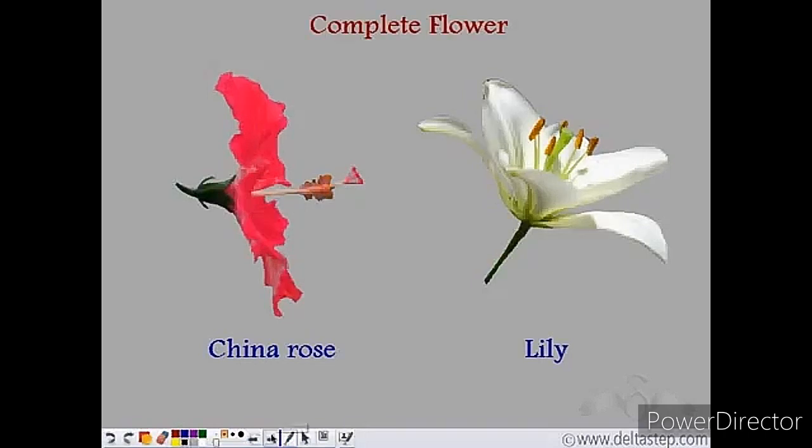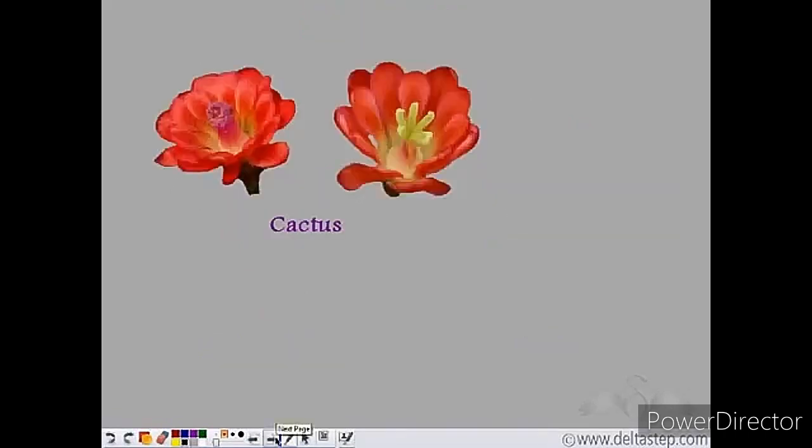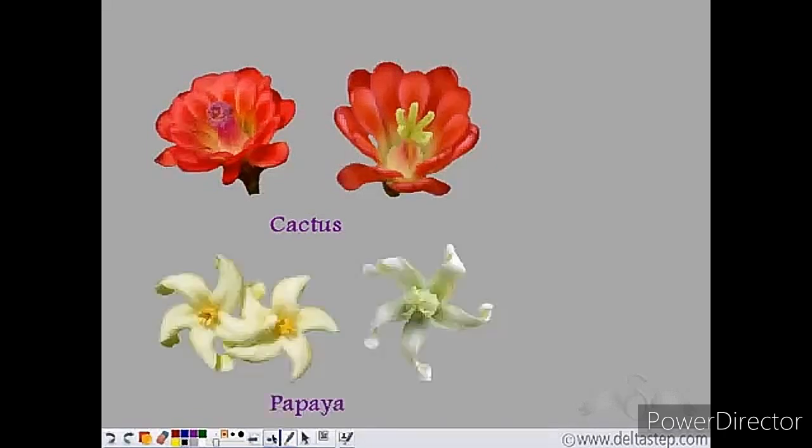So both the flowers are complete flowers because they consist of all the four whorls. Now, if you look closely at this flower, you will see the gynoecium is missing in this flower. Okay, and if you see the next flower, the androecium is missing in that flower. See closely, in one the gynoecium is missing, in the next one the androecium is missing.